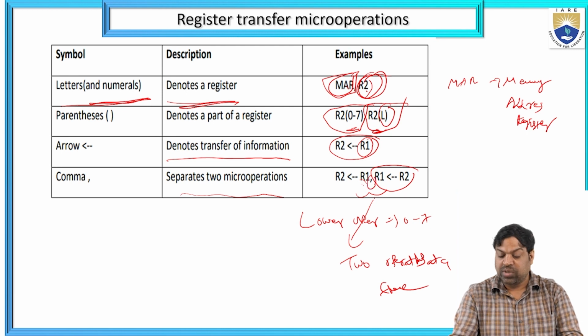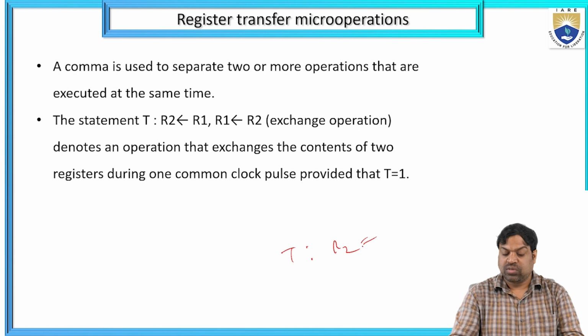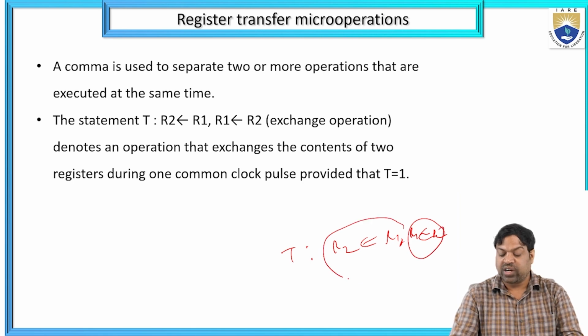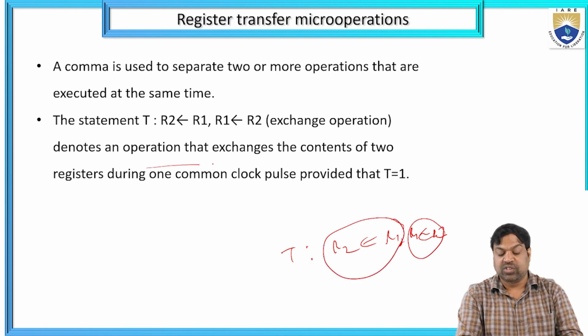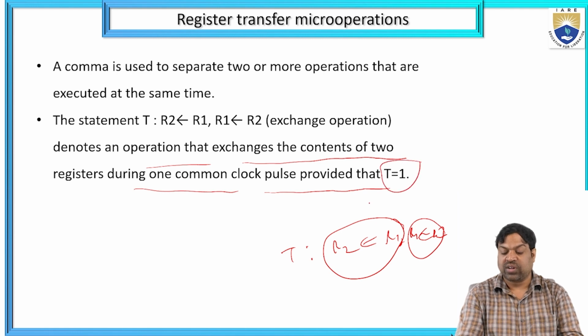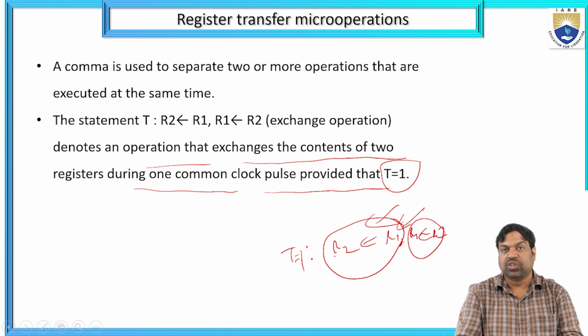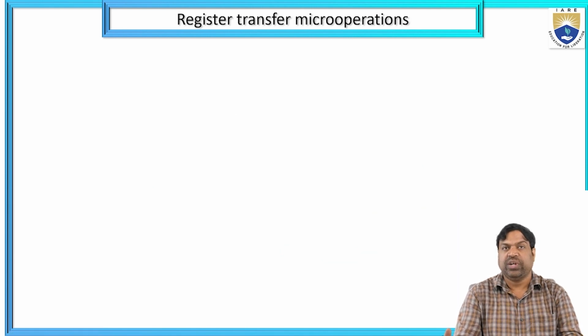So here comma means two operations are going on at a time. R2 to R1, comma, R1 to R2 means at a time R2 data is transferring to R1 and R1 data is transferring to R2. And it denotes an operation that exchanges the contents of two registers during one common clock pulse, that is t equal to 1. So when t equal to 1, then only the two operations are possible. If t equal to 0, the two operations are not possible at a time.